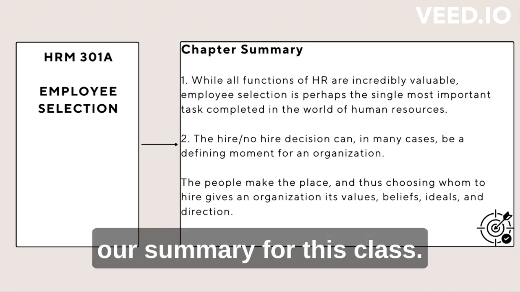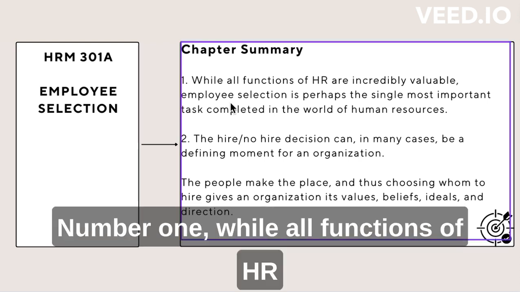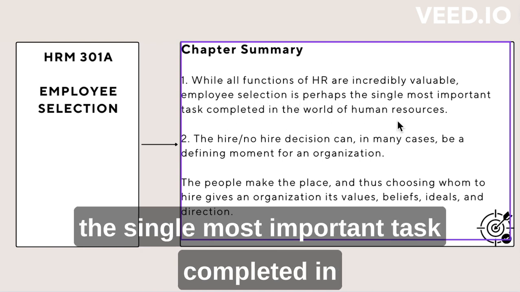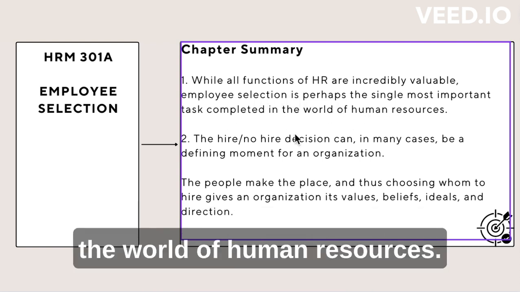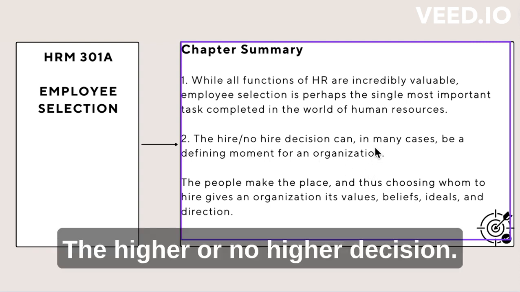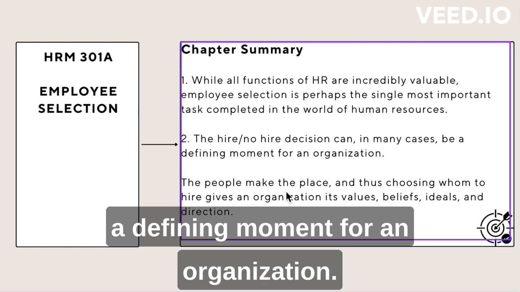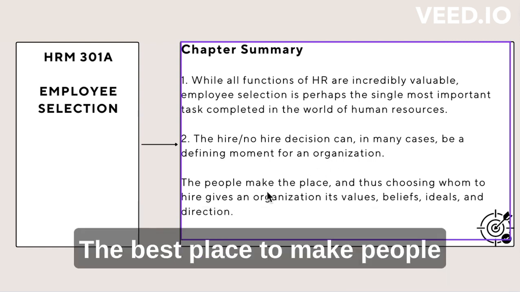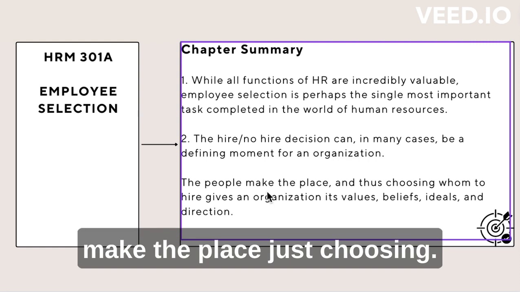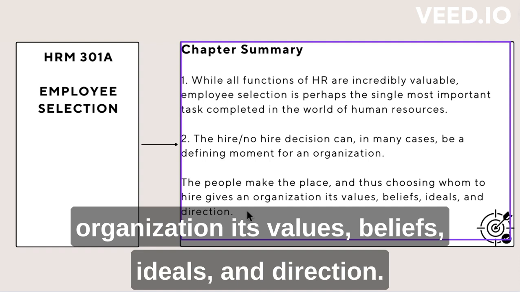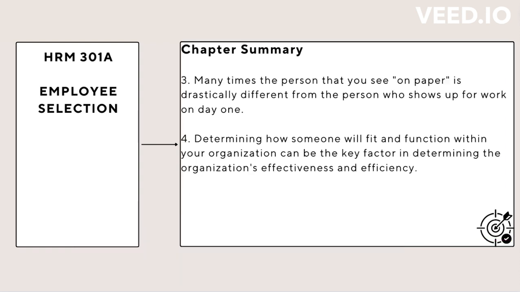Our summary for this class, number one: while all functions of HR are incredibly valuable, employee selection is perhaps the single most important task completed in the world of human resources. The hire or no hire decision, in many cases, can be a defining moment for an organization. The best place to make people make the place, thus choosing whom to hire gives an organization its values, beliefs, ideals, and direction.